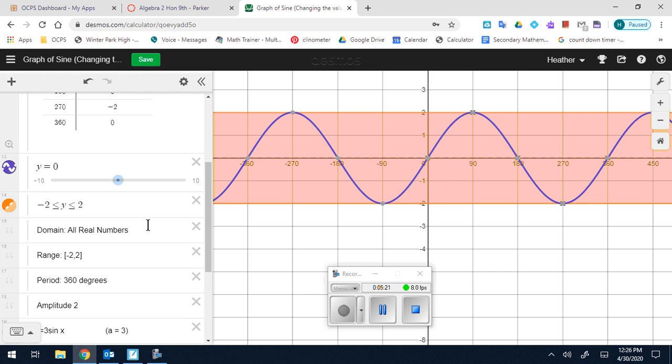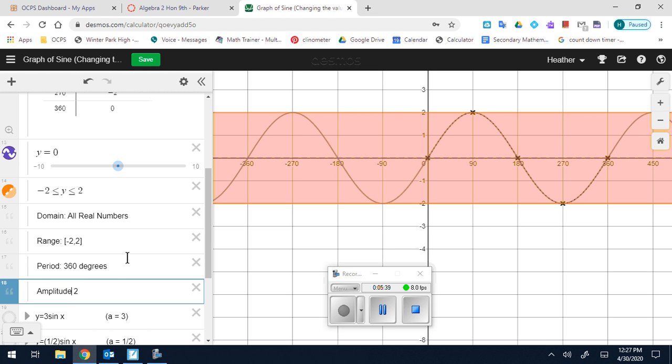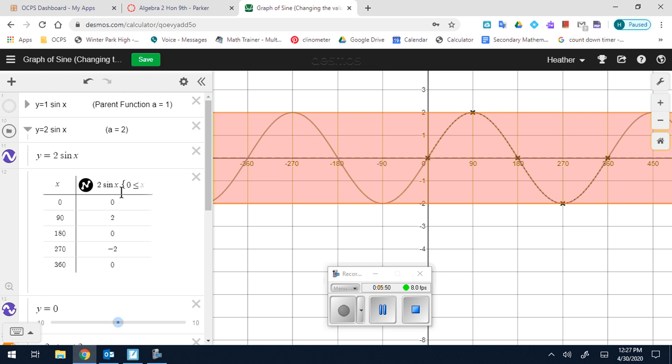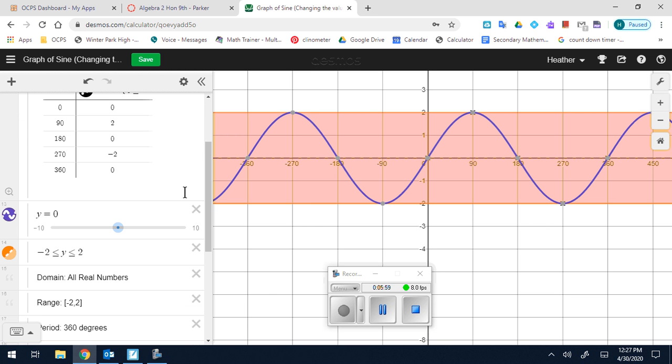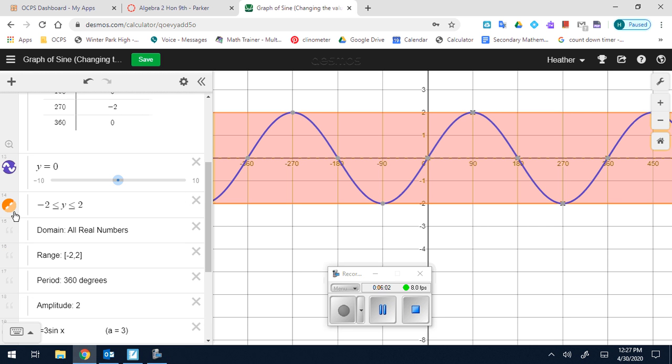So for this function that has a transformation that is a vertical stretch by a factor of 2, all real numbers is still my domain. My range changed, negative 2 to 2. The period did not. I'm still completing one full cycle in 360 degrees. My amplitude did change. My amplitude is now 2. To go from my center up is 2. To go from my center down to the minimum is also 2. So this changed when I put that 2 there. That changed my max and min. It changed my range. It did not change my domain. It did not change the period. It did change the amplitude.